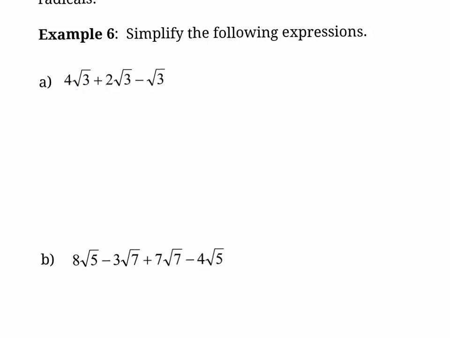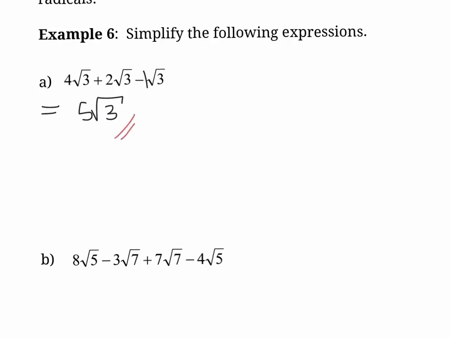Can we just count how many root 3's we have? We have 4 root 3's here, plus another 2 root 3's, minus, we know that that's just a 1. So we got minus 1 root 3. How many root 3's are there? 4 plus 2 is 6, minus 1 is 5. So we have 5 root 3's. And this is as simplified as it possibly can be, because the only factors of 3 are 1 and 3, and neither of those are perfect squares, so we're done.